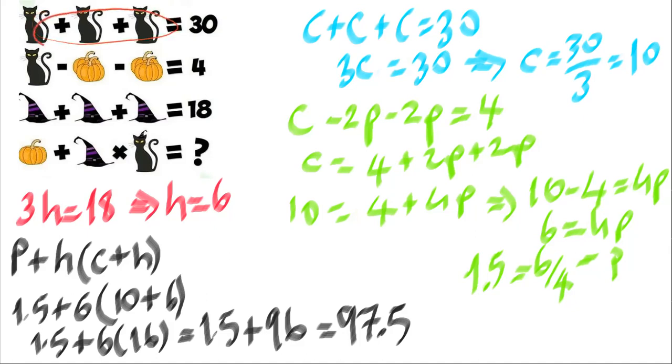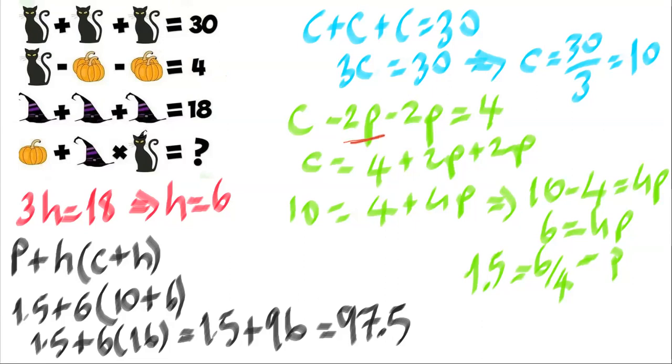Right now, so we see that 3 cats. C means 1 cat, 1 cat, 1 cat. So 3 cats equals 30. So from here, 1 cat comes as 10. Now in the second one, 1 cat minus 2 pumpkins equals 4.